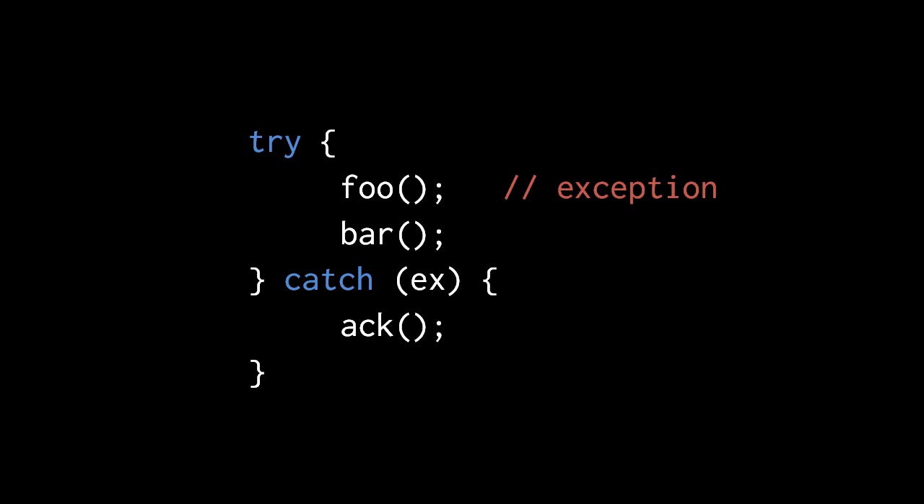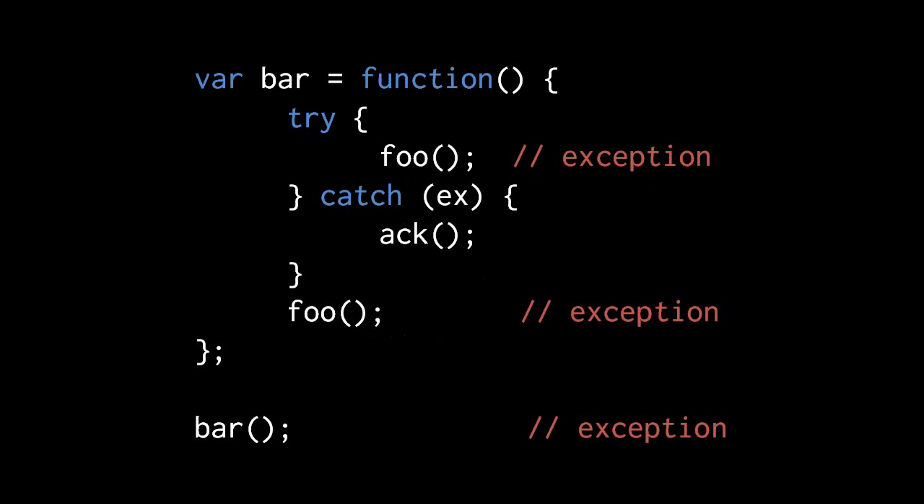Execution simply continues on. In any case, here's an example, and let's say we still have our function foo, which throws an exception. Well, here in the function bar, the first time we call foo, we do so in a try block, so it's caught and handled, but then we call foo again outside of any try, and so an exception is going to propagate out of the call to bar.